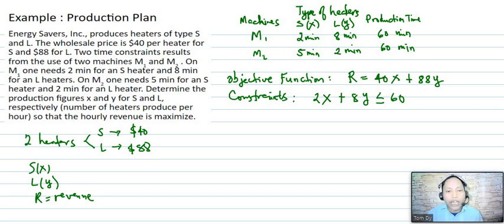For the production time in machine 2, we have here 5 times x plus 2 times y, that is less than or equal to, again, 60 minutes. Now, we have already our constraints. How about our data or the non-negativity constraints?